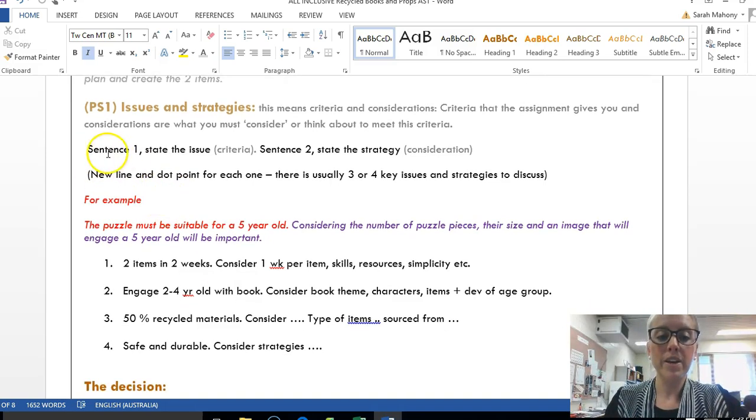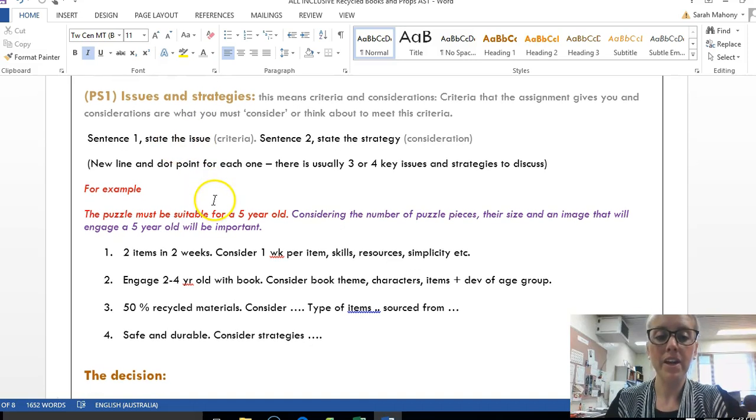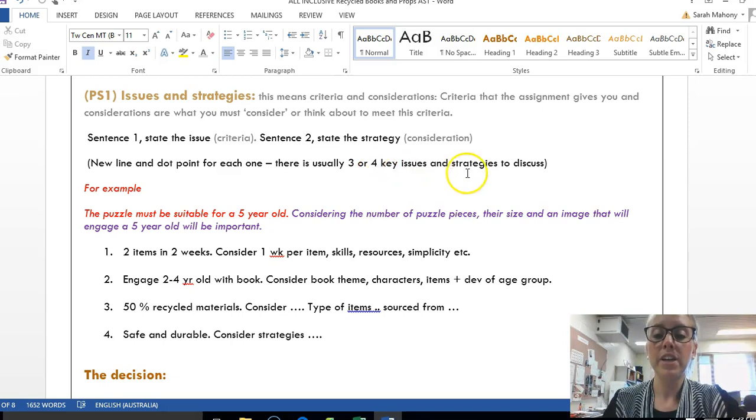So first of all, the way you write it is in 2 specific sentences for each dot point. Sentence 1, you state the issue, which is state one of the criteria, and the second sentence, what you're going to consider in order to meet that. Okay, a new line for each dot point, and there's usually 3 or 4 issues and strategies, so 3 or 4 dot points for an action plan.